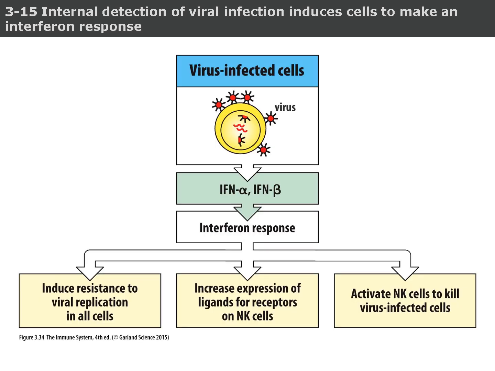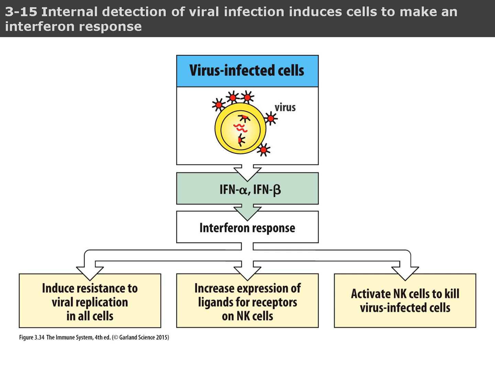This image summarizes the outcomes of the interferon response initiated by virus-infected cells. When a cell becomes infected by a virus, it detects the viral presence and begins producing interferon alpha and interferon beta, which are type I interferons. These molecules are secreted and bind to interferon receptors on the same cell and neighboring cells, triggering a coordinated antiviral defense. This interferon response leads to three major effects.